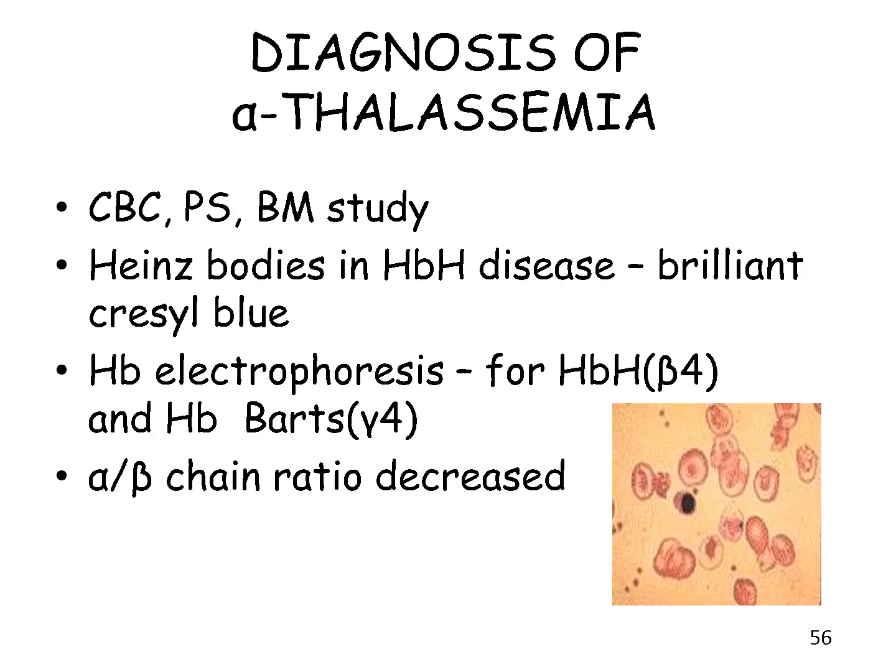Now we shall discuss in brief the diagnosis and treatment of alpha thalassemia. Diagnosis is done by complete blood count, peripheral smear examination, and bone marrow study. Heinz bodies in HbH disease can be detected by brilliant cresyl blue stain. Hemoglobin electrophoresis is done for HbH and Hb Bart's. Alpha-beta chain ratio will be decreased.